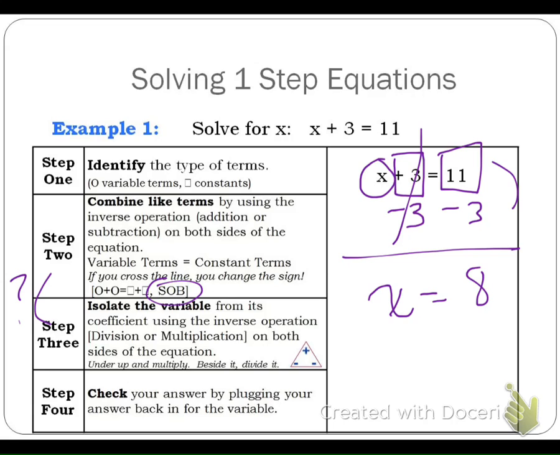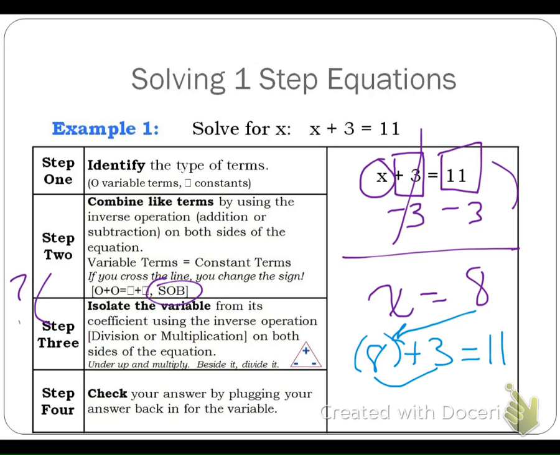We don't have any coefficients in front of our variable except for 1. So we're done. There's only a coefficient of 1, then you're done. x is equal to 8, but let's check our answer. To check, remember, we write down the original equation, but wherever we see a variable, we put a set of parentheses to be a placeholder. Then you're going to plug in your answer of 8 into that spot.